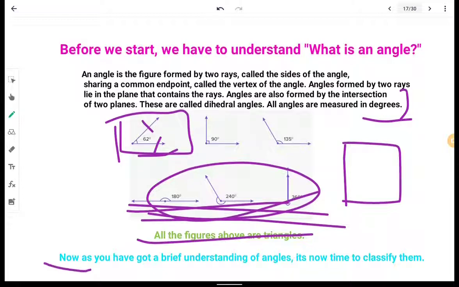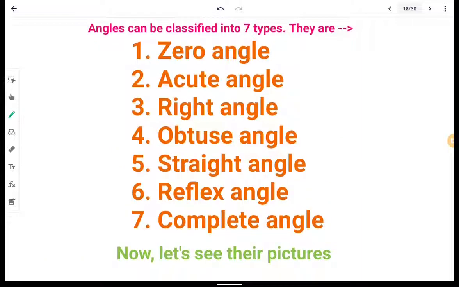Now as we got a brief understanding of angles, it's time to classify them. Angles can be classified into 7 types. This is important. How many types? 7. What are they? Zero angle, acute angle, right angle, obtuse angle, straight angle, reflex angle, complete angle.